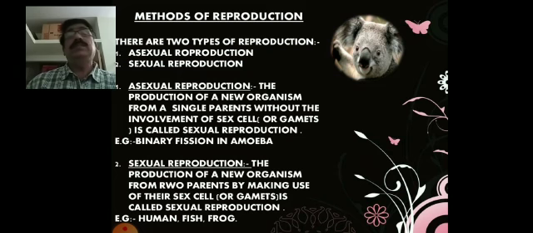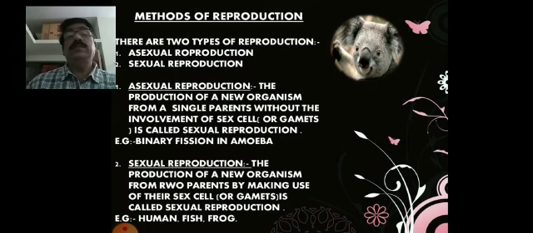Now, what are the methods of reproduction? There are two types of reproduction: asexual reproduction and sexual reproduction. In asexual reproduction, the production of an organism happens from a single parent without any involvement of sex cells. So, one cell divides into two and so on, and they keep on multiplying.